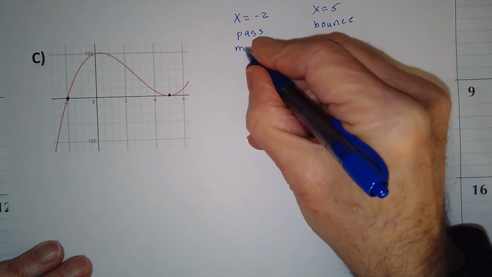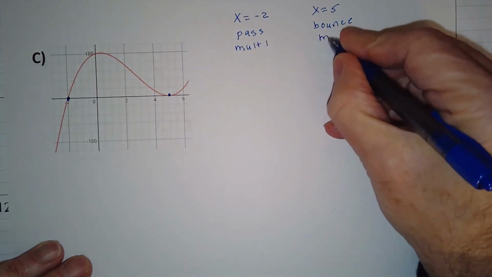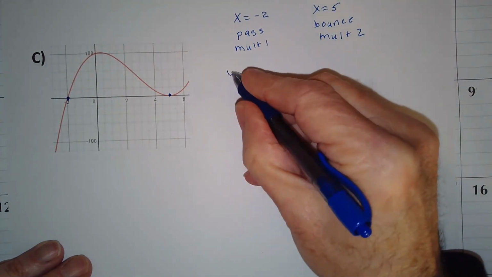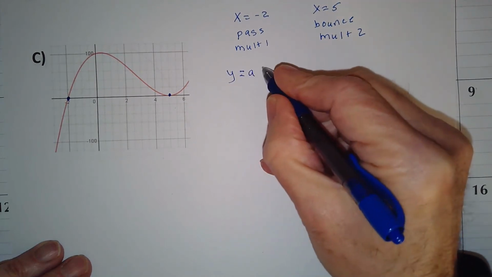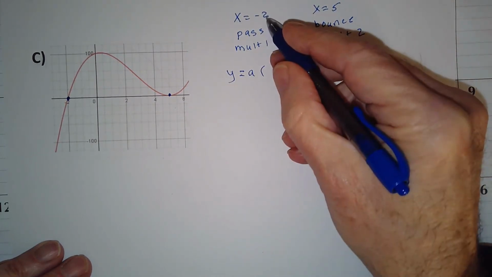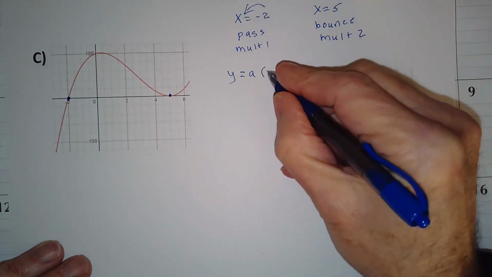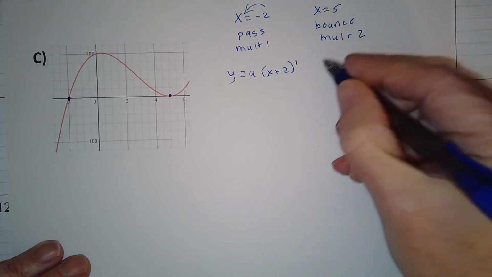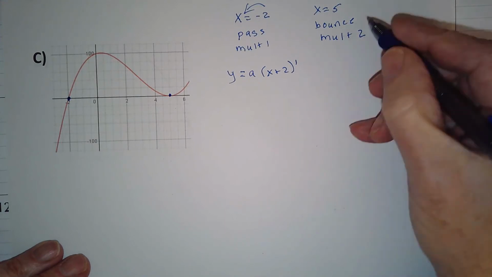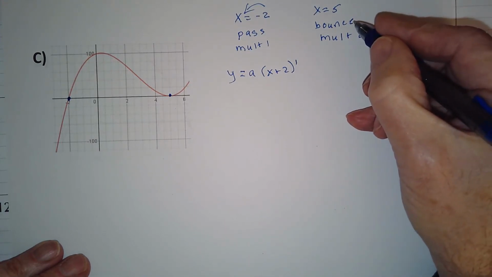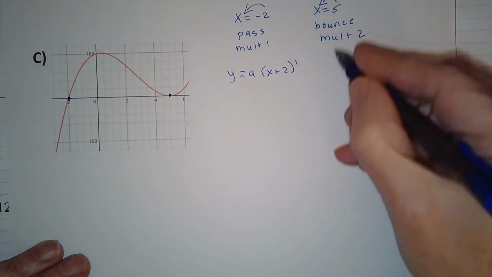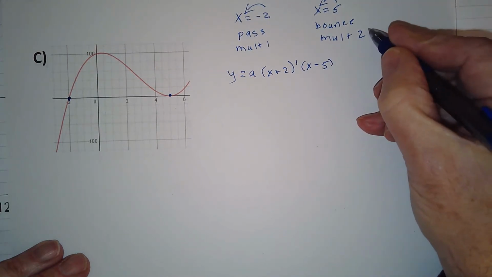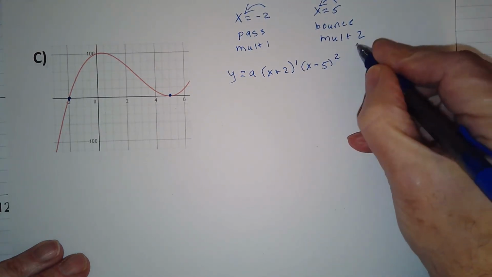So over here you've got a multiplicity of 1. Over here, though, you have a multiplicity of 2. Right? So y is going to equal a times, okay, this will become x plus 2. Okay. And since it's a multiplicity of 1, we'll just leave a 1 there, even though we don't really need it. And then over here, this is going to become x minus 5 in parentheses, and it's a multiplicity of 2, so we're going to put a squared there.